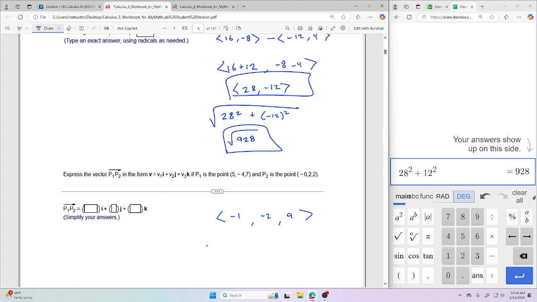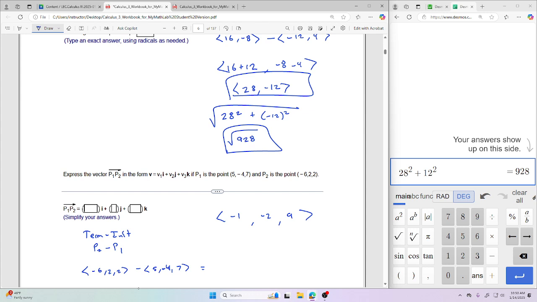So going from P1 to P2, basically they're saying I'm starting at 1, I'm going to 2, right? And remember that this is always terminal minus initial. And so what's actually going on is I'm saying P2 minus P1 in a way. So that's kind of like the formula for it. And so then I would say my P2 is over there, -6, 2, 2. And I'm going to subtract. And then I got the 5, -4, 7. And we put it together here.